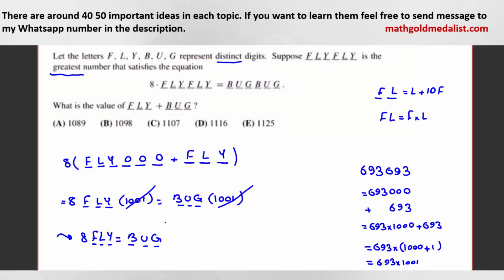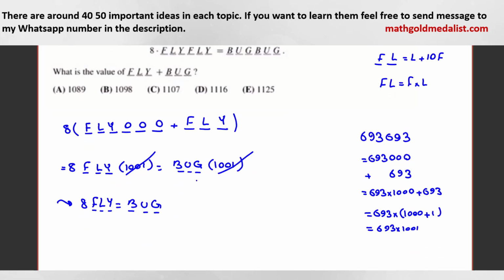Now, BUG is a multiple of what? Multiple of 8. So the maximum multiple of 8 that is a 3-digit number is what? 1000 is a multiple of 8, but it's 4 digits. So if you subtract 8, 992. But we have two nines. The problem says all digits should be different. If you subtract 8 again, 984.